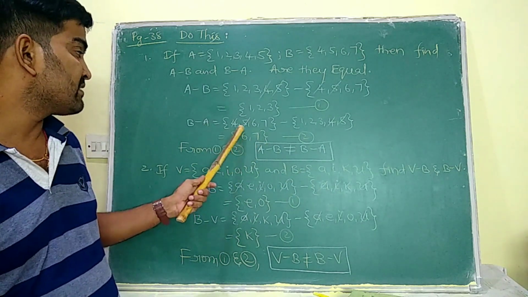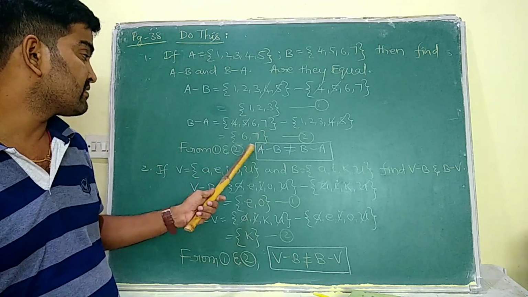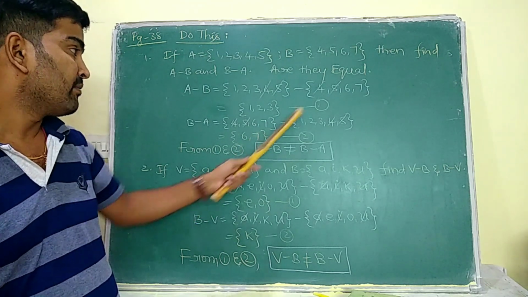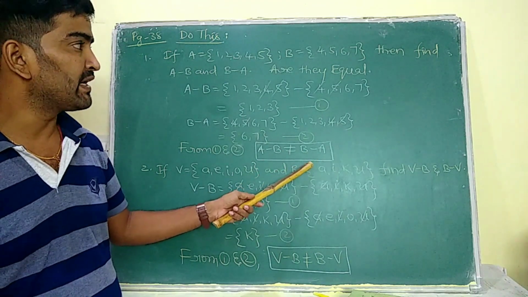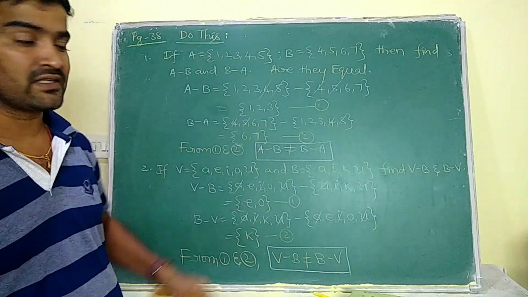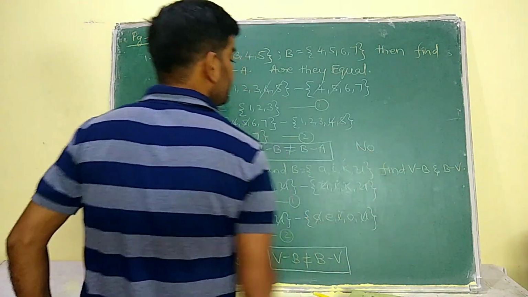Similarly, B minus A means the left out elements in B are 6, 7. So 6, 7 is B minus A. By comparing 1 and 2, A minus B is not equal to B minus A. Are they equal? He asked. No. Your answer is no.